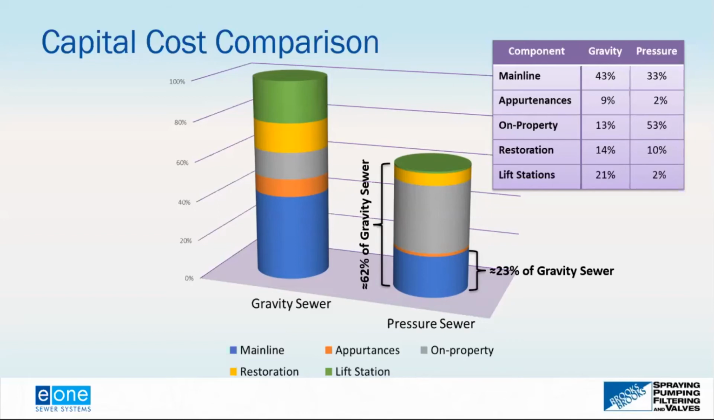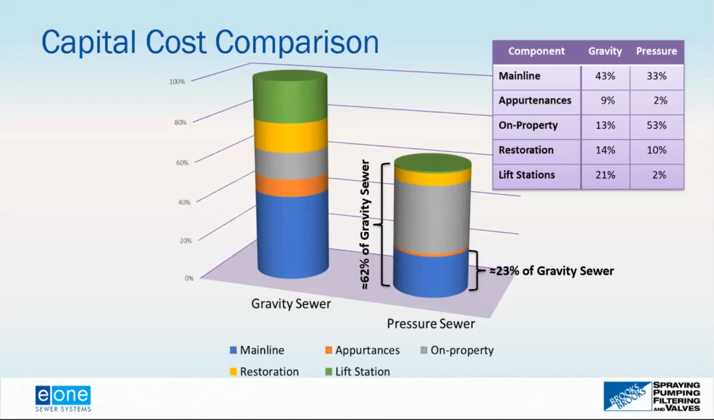So we developed these graphics so you can see one of the things that really comes out of here is with the gravity sewer system, a lot of those costs are going to be done in the early stages of the project. It's all public work, with the exception of the 13% on property. That's a service lateral going up to the house.